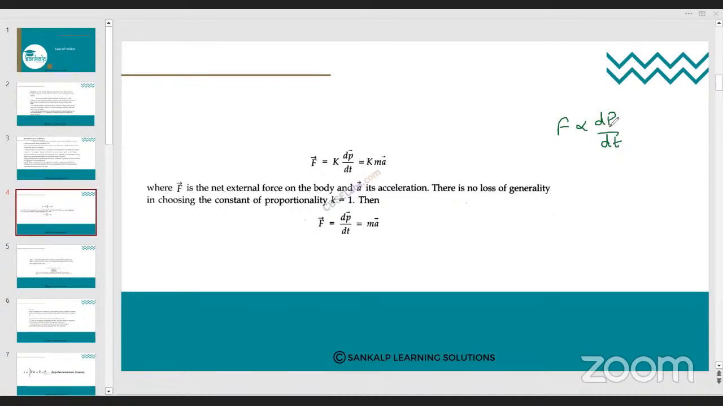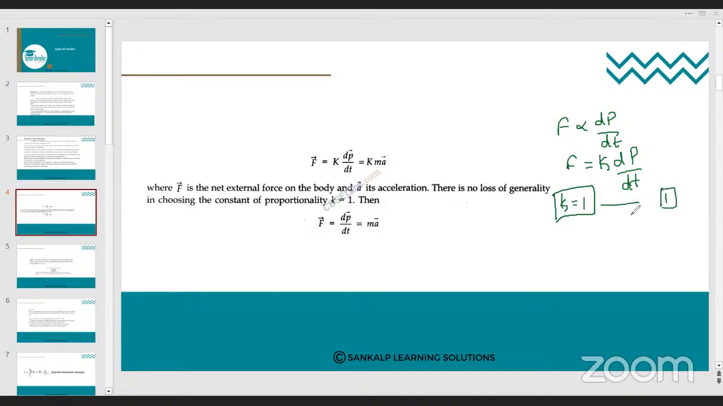So dp indicates the change in momentum, divided by dt, with respect to time the momentum is changing. Now we can take the proportionality constant k, so this becomes dp by dt. Therefore, here we substitute k is equal to 1. So remember, substitution of k is equal to 1 carries 1 mark.